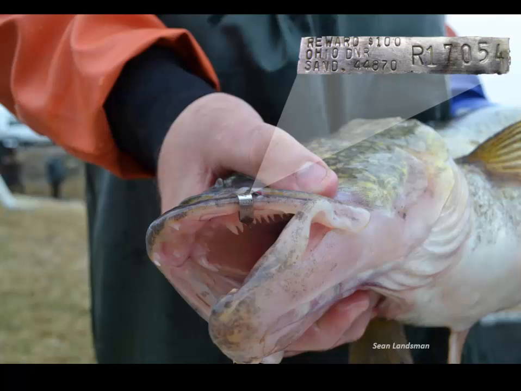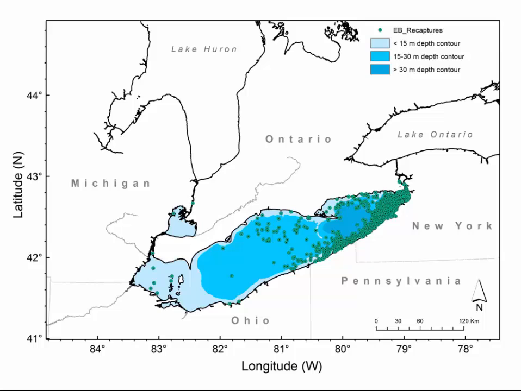I referenced earlier tagging studies. This was, I think, if I'm correct, Bob Haas's brainchild back in the late 1980s, where they started jaw tagging walleye, releasing them in the Western Basin, and then looking at returns through time. The tagging project went from 1990 to about 2007. During this time period, approximately 117,000 walleye were jaw tagged, resulting in about 9,000 recaptures. So there's quite a bit of information that was learned initially about the movement of walleye in Lake Erie.